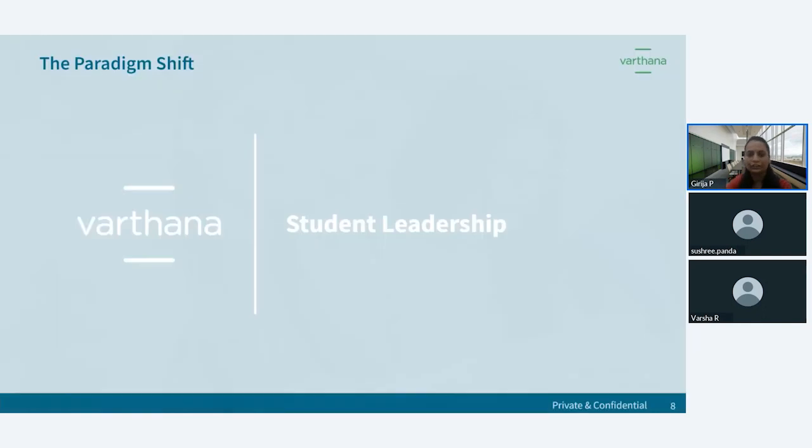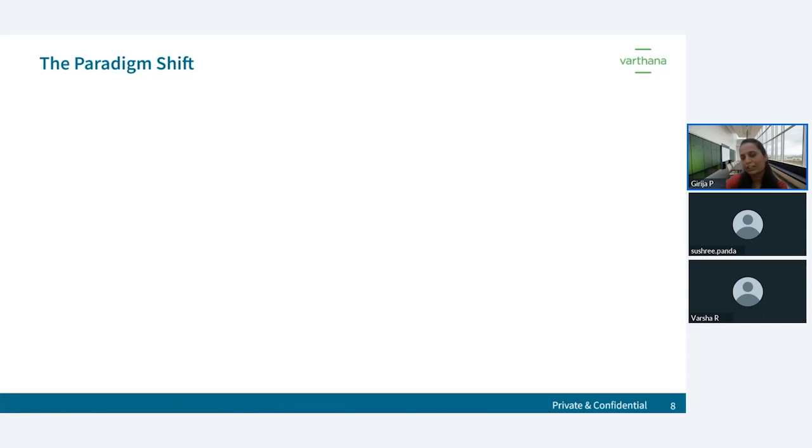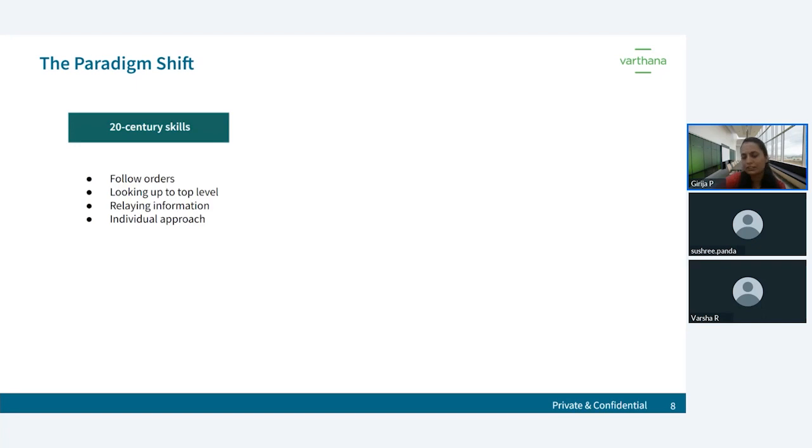Now all of you know we are in the 21st century, and this is the era of globalization and innovation. With that, the demand for skills is also changing. Now employers are looking for skills more appropriate to the current context. Before, employers wanted employees who could follow orders and look up to the top management for direction, relying on information from upper management, and the approach was more individual. They used to focus more on the individual rather than the team. Now we know this world is changing, and along with that, the skill demand is also changing.